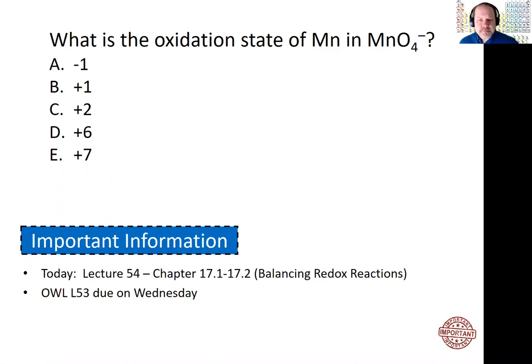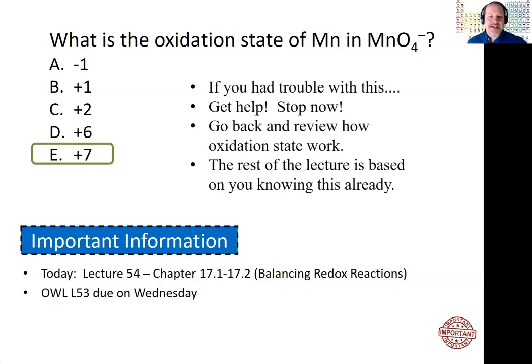Let's see what you can come up with. It's good to just pause the video for a second. And hopefully you got the oxidation state of +7. Now, if you did not understand how to get that, you need to stop. There are other videos out there where you need to learn to figure out the oxidation state, relatively quickly, of the elements in compounds and ions. So go watch that. Don't go any further. You need to know how to do that first. The rest of this lecture is based on you already knowing that and being quite quick at it.